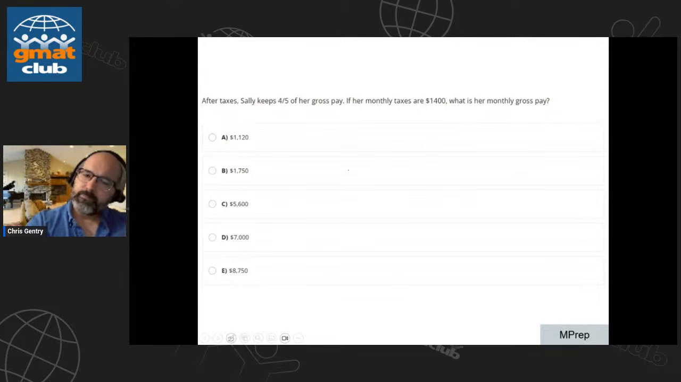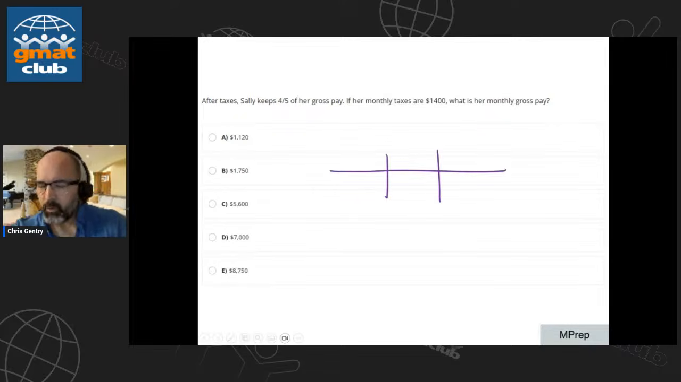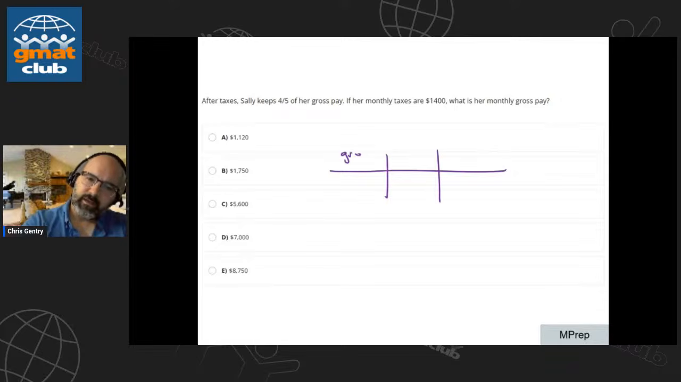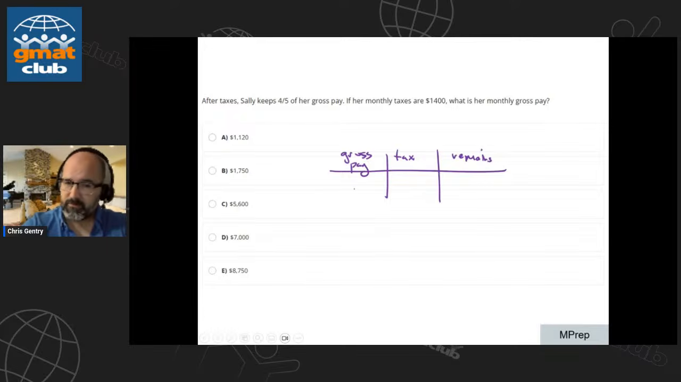All right. Very, very common is to have this idea of a total broken into pieces. And in this case, Sally has some amount of her gross pay. There is some piece that goes to taxes, and then there is some piece that remains. And we can start by just filling in this idea that I don't know what her pay is, so I'll give it a variable.